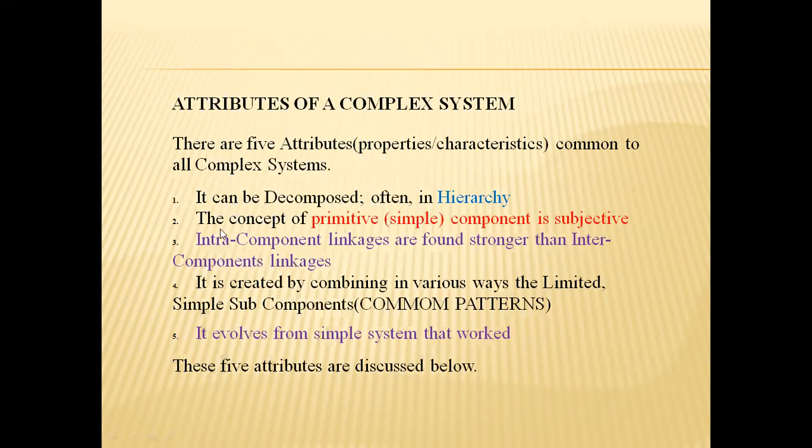Next, second one: the concept of a primitive component is subjective. Every system has primitive components, that is, simple components, based on the subjective view. Suppose in a college, a student is one component or object. Suppose in a library, a book is one component or object. Every component is based on the subjective or on abstraction. There are some primitive components in the system.